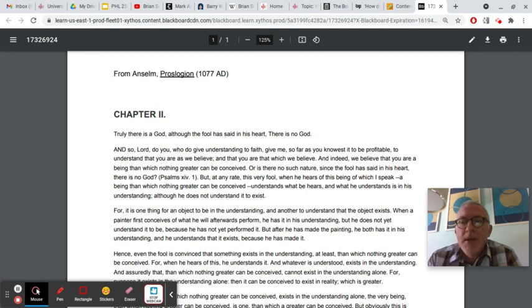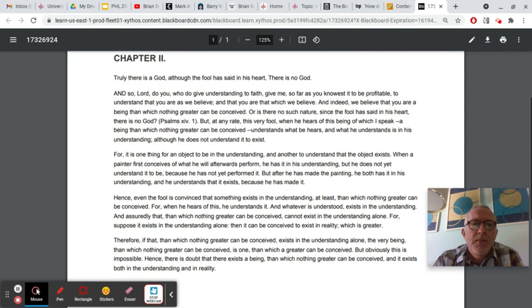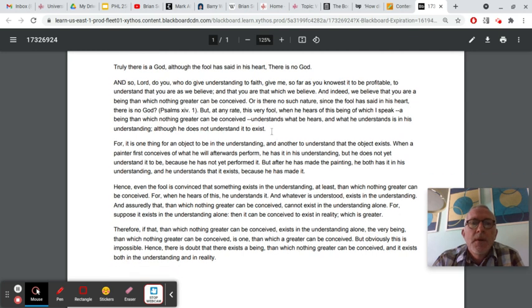So how does he try to prove it? Well, I suppose the first key move is what he says at the end of this second paragraph in reference to the fool. And the fool is just a way to refer to the atheist.